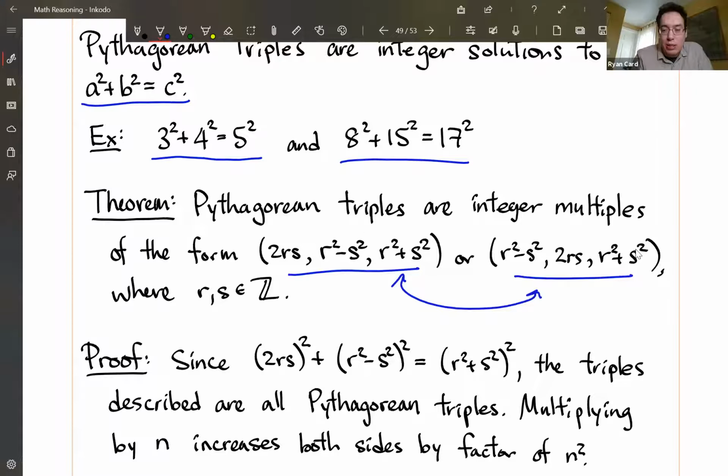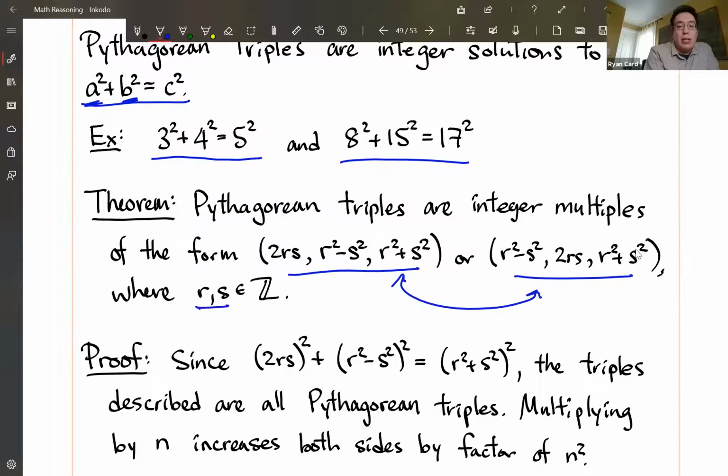The only difference is that the r squared minus s squared term and that 2rs term are swapped between those two. So notice how in a squared plus b squared equals c squared, the roles that a and b play are symmetric, right? So of course, if you swap them, you're going to get another solution. So that's what this is saying.